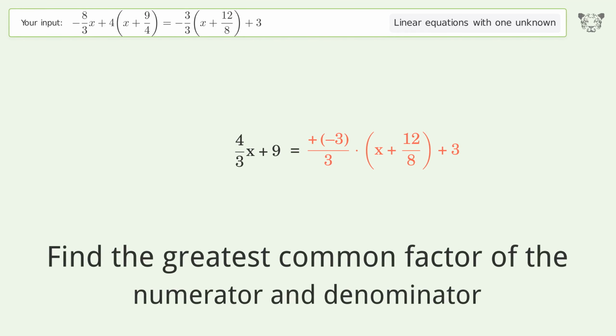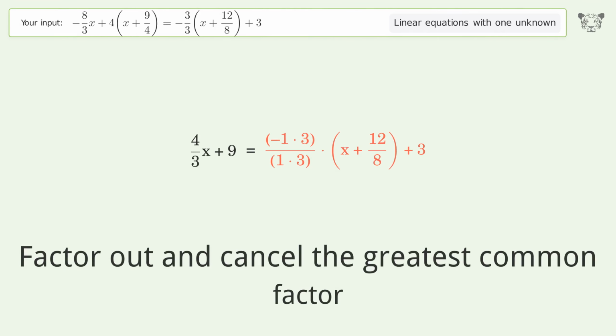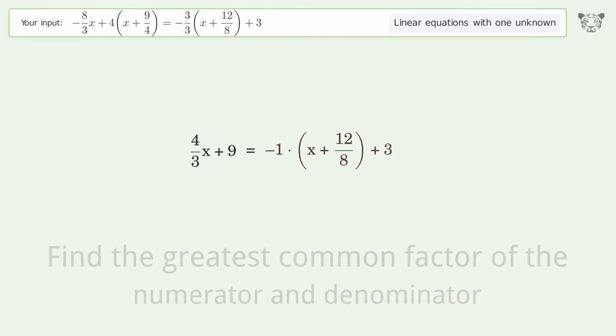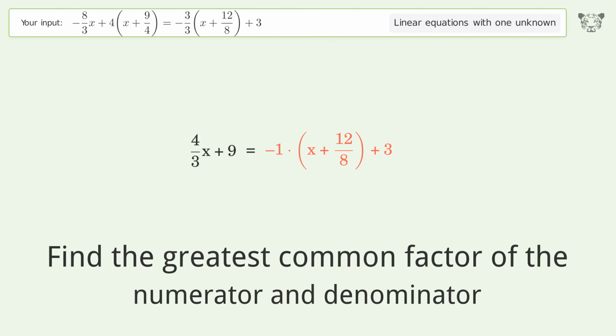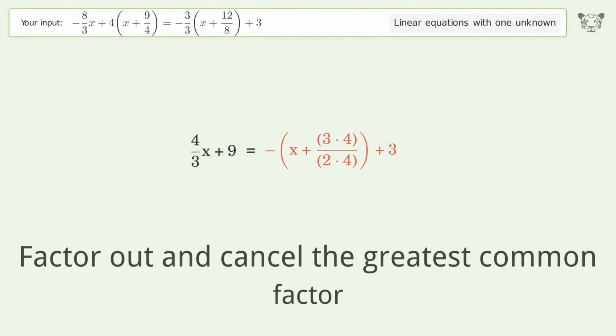Find the greatest common factor of the numerator and denominator. Factor out and cancel the greatest common factor. Find the greatest common factor of the numerator and denominator. Factor out and cancel the greatest common factor.